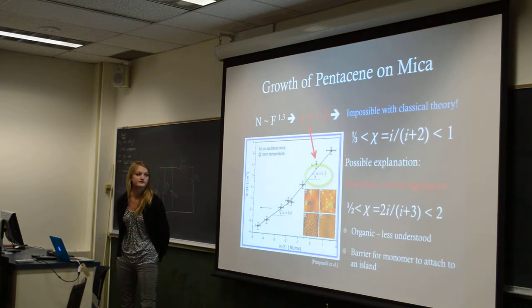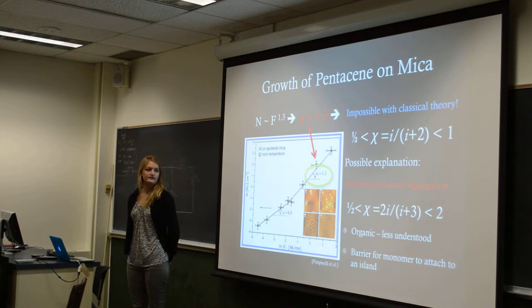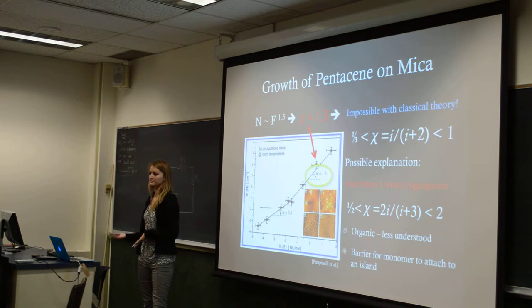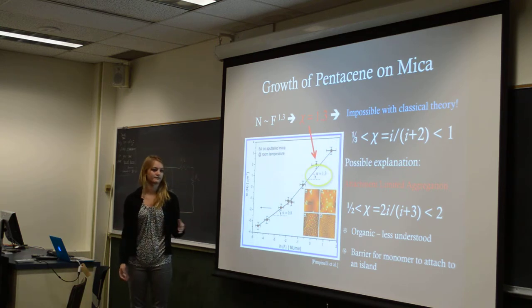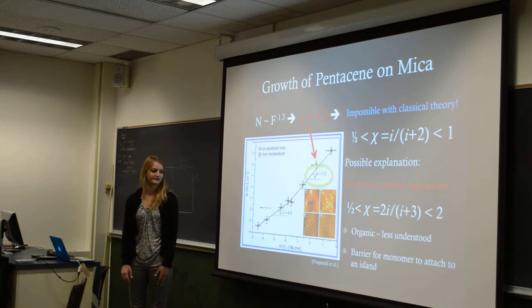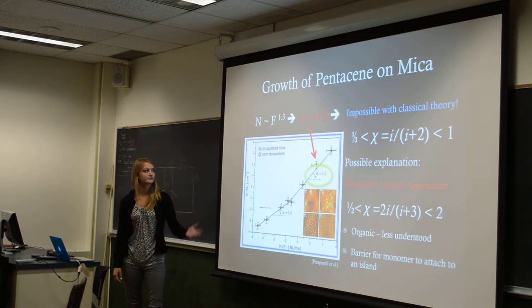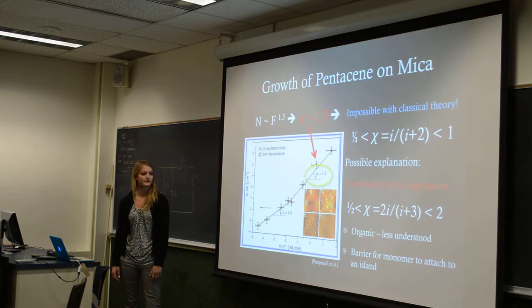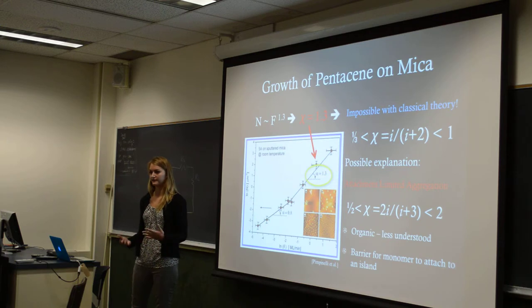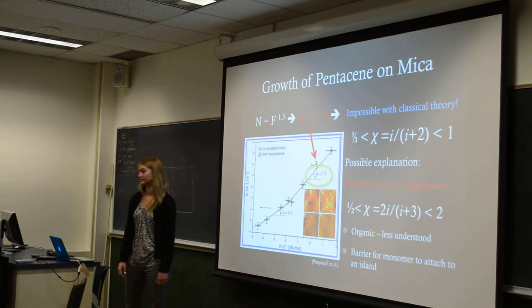And so a possible explanation that's been offered is this idea of attachment-limited aggregation, in which there's a barrier for a monomer to join an island. So now island growth is also controlled by the fact that there's a barrier that might be caused by, say, a gas on the substrate that is hanging around the island and blocking it. And all these experiments that are showing this kind of unexpected growth have to deal with organic particles, which are more complicated, their shapes might be different, and it's overall less understood.